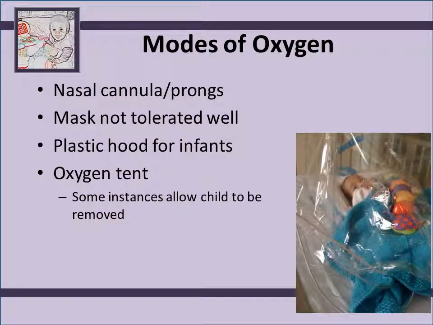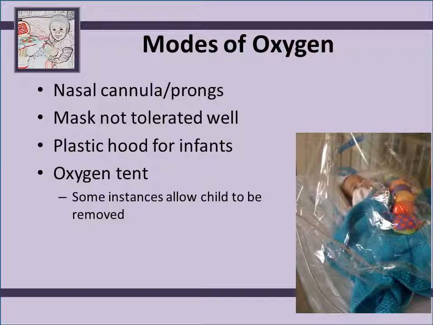Nasal cannula and prongs for children can provide up to 50% concentration of oxygen. We usually do use humidification when we're providing oxygen to children. A plastic hood for infants is another method of providing oxygen. It allows the oxygen to be blown around in the hood instead of the infant's face.